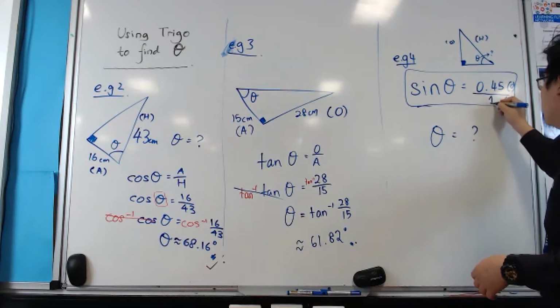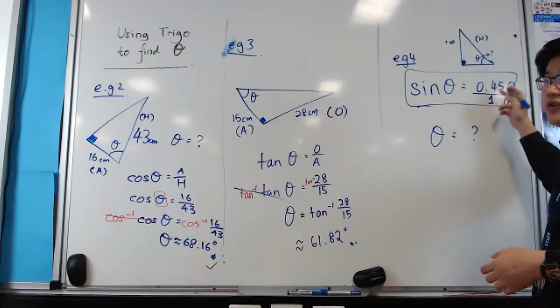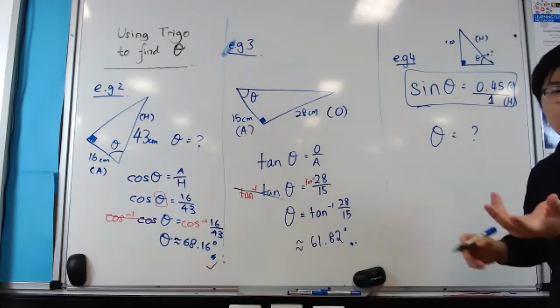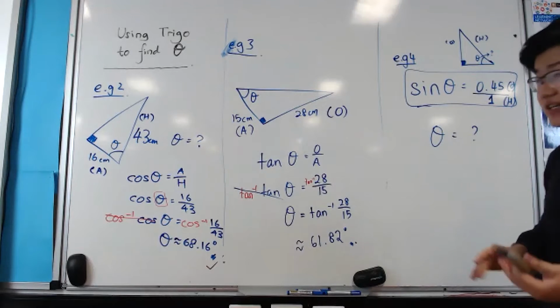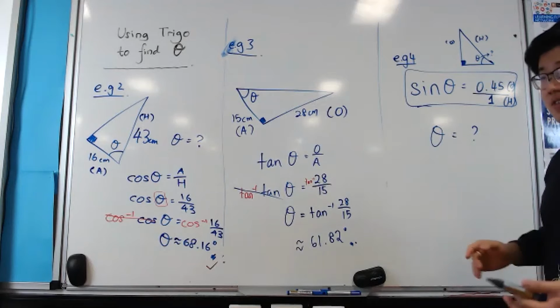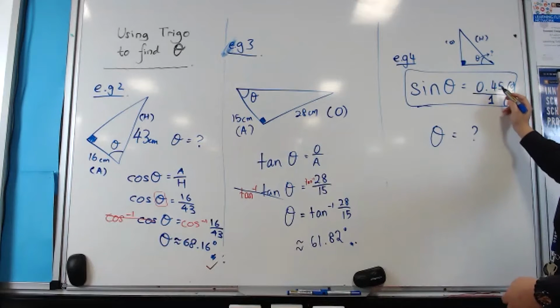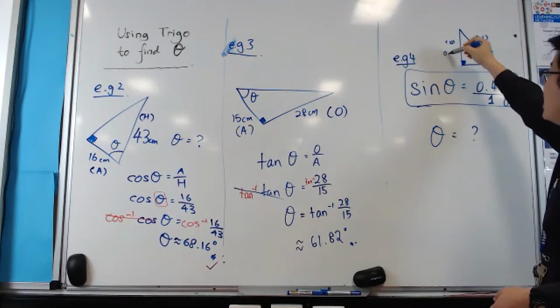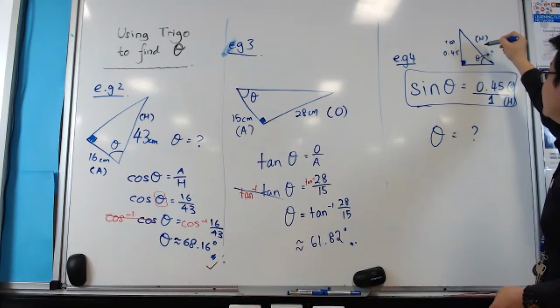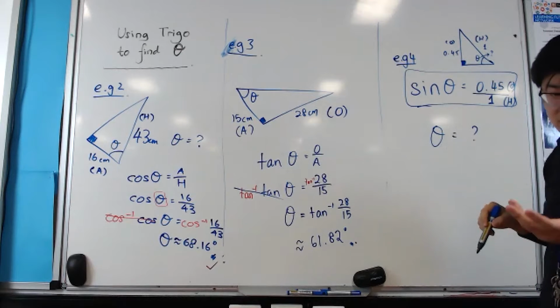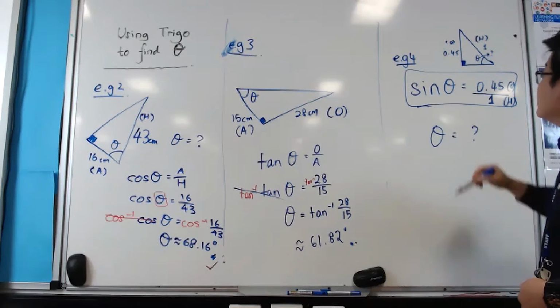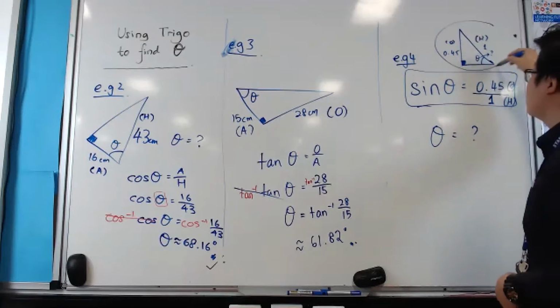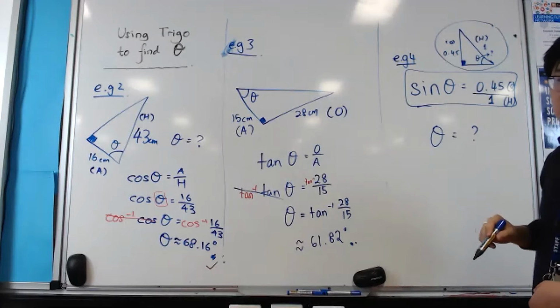One. Thank you. 1. Exactly. Because 0.45 divided by 1 gives you 0.45. Okay? It doesn't mean that it's not there. It is there. Okay? So the opposite will be what? The opposite will be 0.45, and then your hypotenuse will be 1. Okay? All right, good. Now, once we have got the right triangle here, let's look for theta.